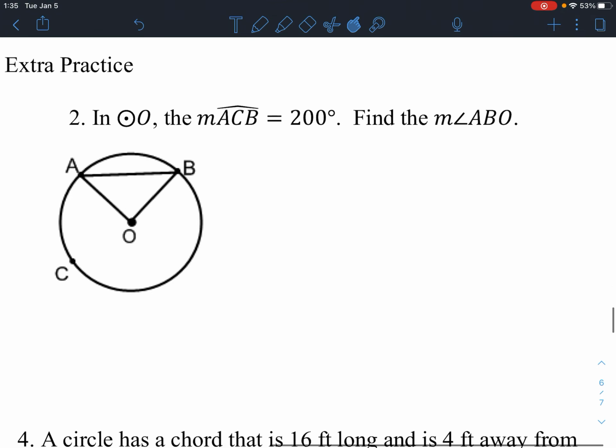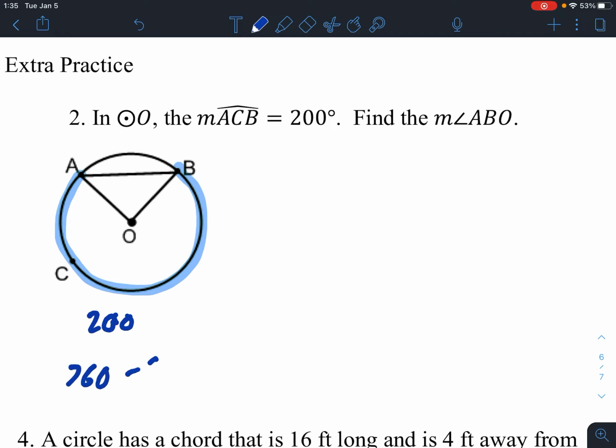All right, before we take a look at the extra practice, there's one more problem I want to do with you, and then I can have you try the last 3 on your own. Let's take a look at the extra practice number 2. So number 2, it says in circle O, the measure of arc ACB is 200. So ACB is 200. So 360 minus 200 is 160, which means arc AB is 160.